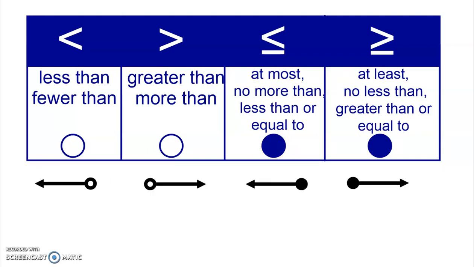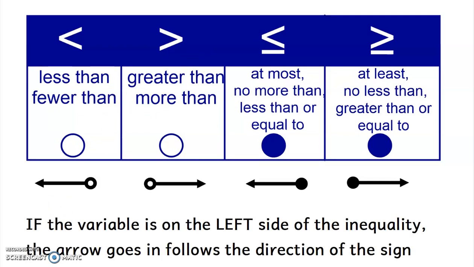Our graphs would look like this if the variable term is on the left side. Very important. Write this down. If the variable term is on the left side of the inequality, the arrow follows the direction of the sign. Write that down in your notes and the corresponding graphs.